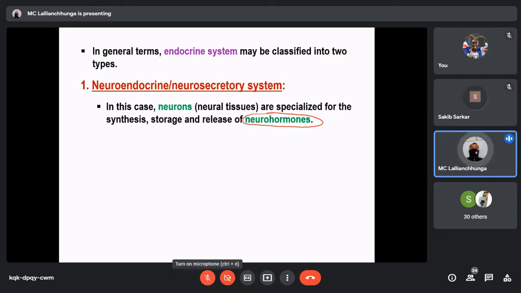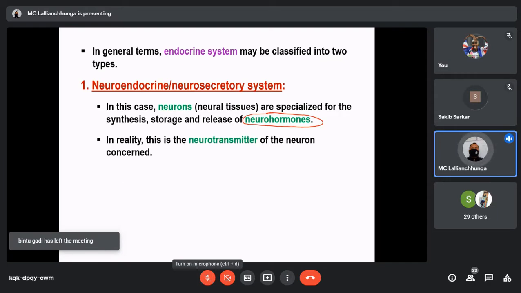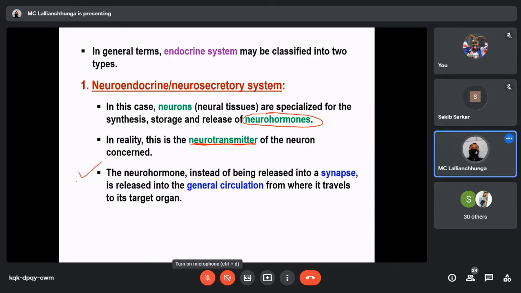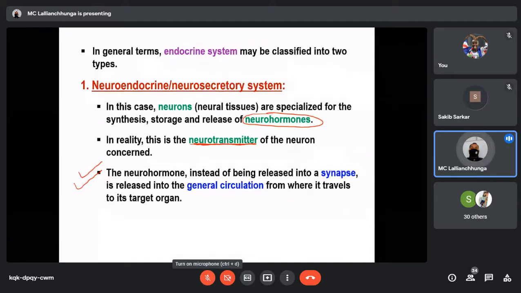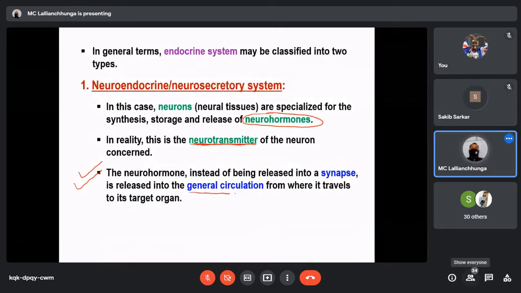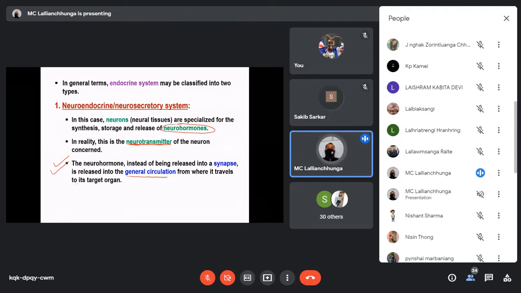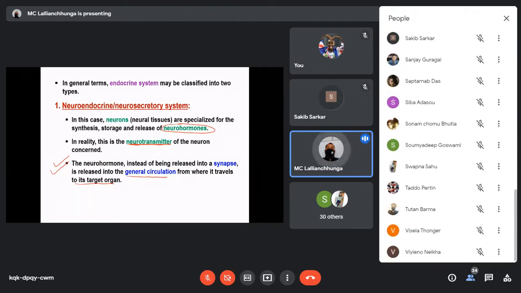They are synthesized, stored, and released by the neurons. So in reality, this is the neurotransmitter of the neuron concerned. We can say that these are neurotransmitters, not neurohormones. But why do we call these substances hormones? The reason is this, and this point is very important. This neurohormone, instead of being released into a synapse, is released into the general circulation, where it travels to its target organ.